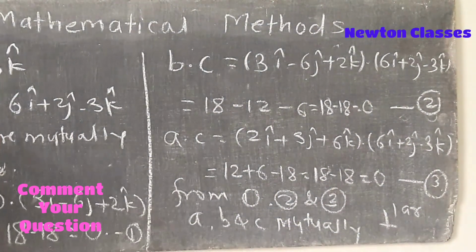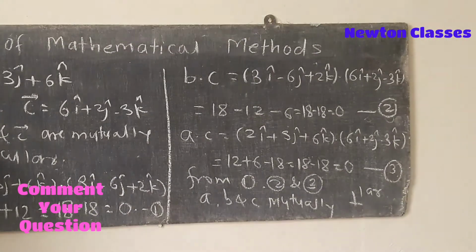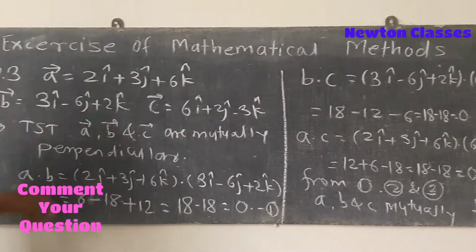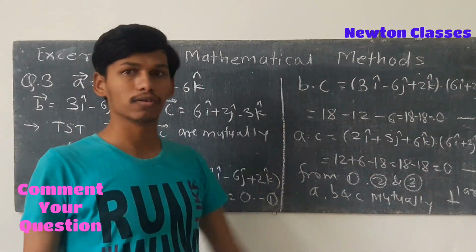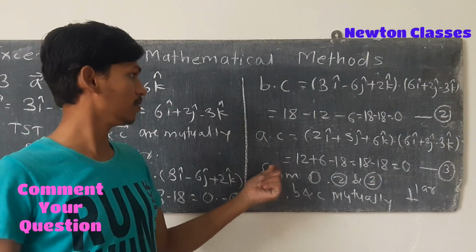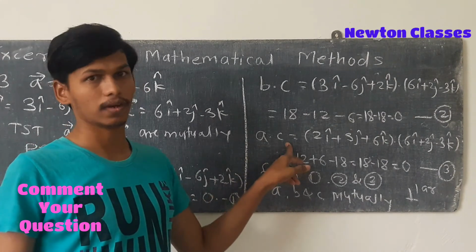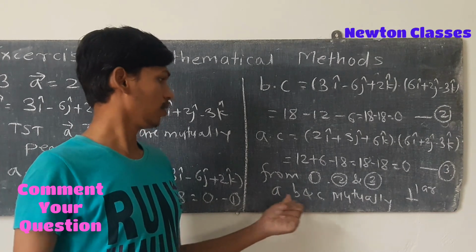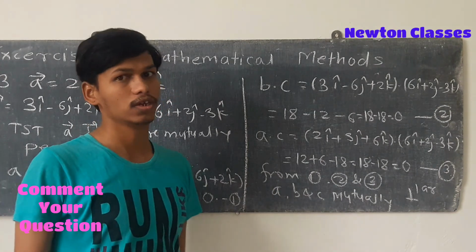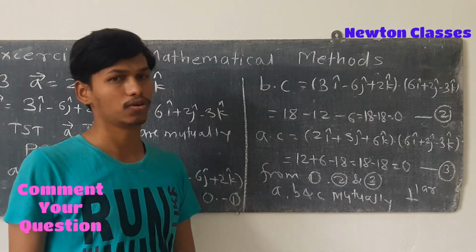Now from equation 1 we say that vectors A and B are perpendicular to each other. From equation 2, vectors B and C are perpendicular to each other, and from equation 3 we say that vectors A and C are perpendicular to each other. So from equations 1, 2 and 3, A, B and C are perpendicular to each other, or they are mutually perpendicular to each other.